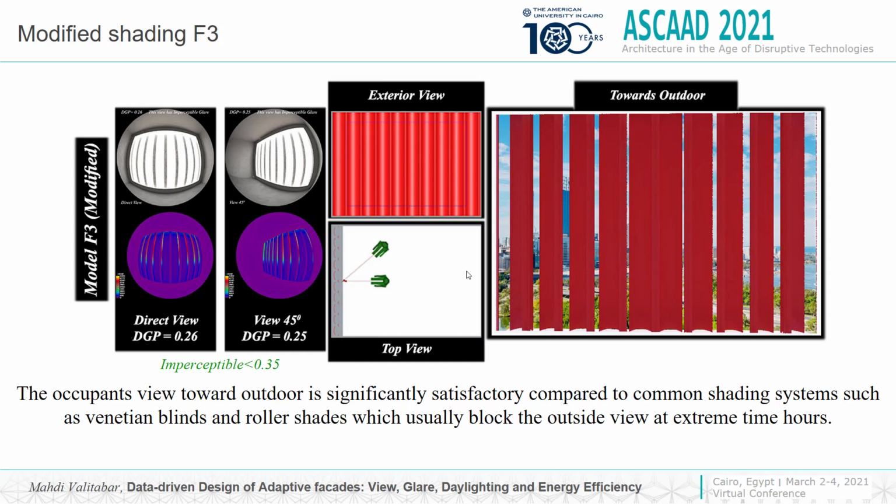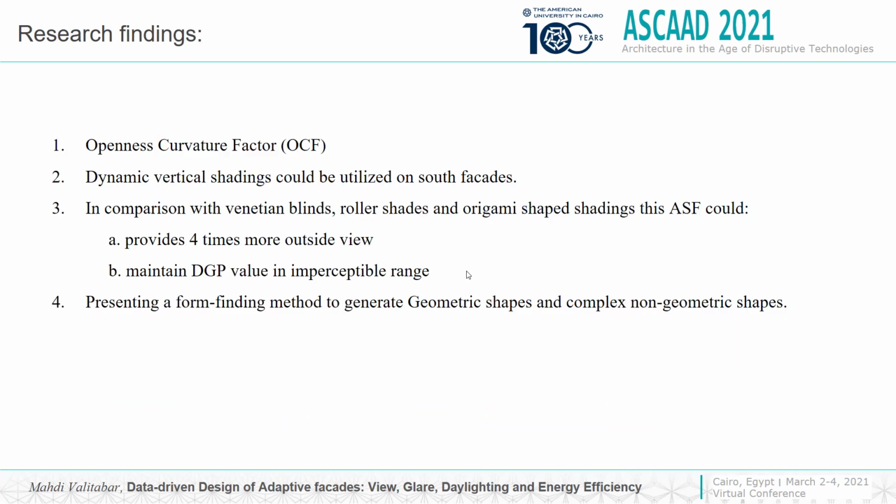As you can see here, the generated models in this research could provide an acceptable amount of outside view compared to common shading systems, including Venetian blinds, roller shades, and also origami-based shading systems, which usually block the outside view at extreme time hours, while they could keep the amount of DGP in imperceptible range, as you can see on the left side of the figure.